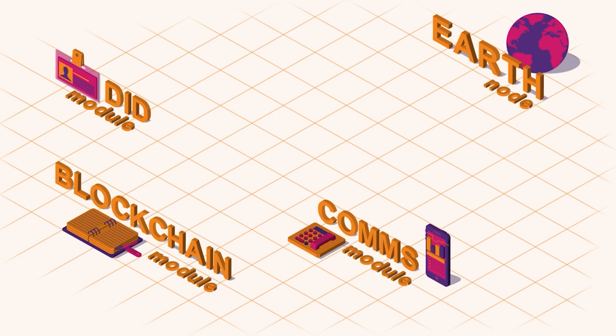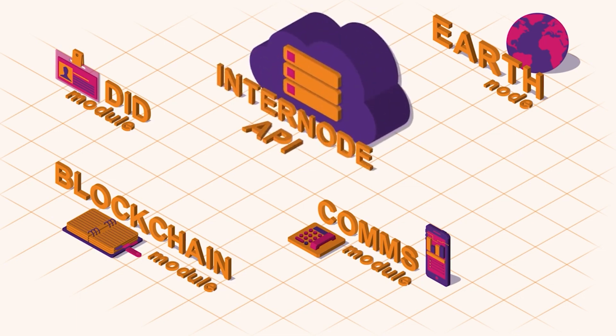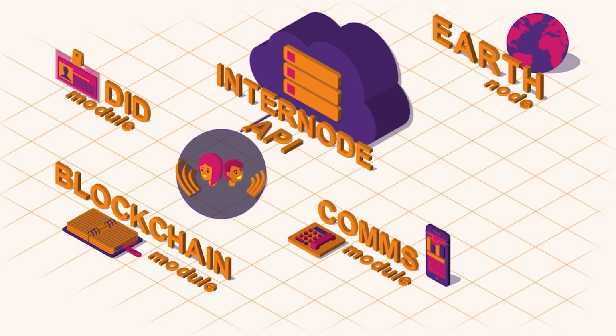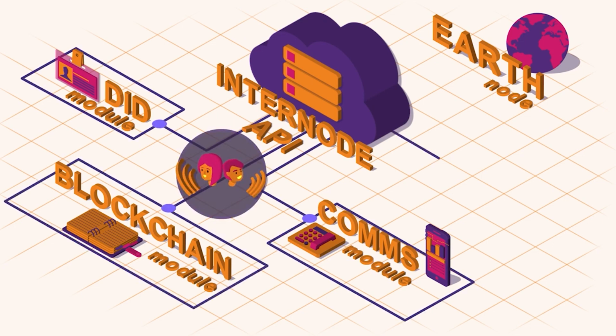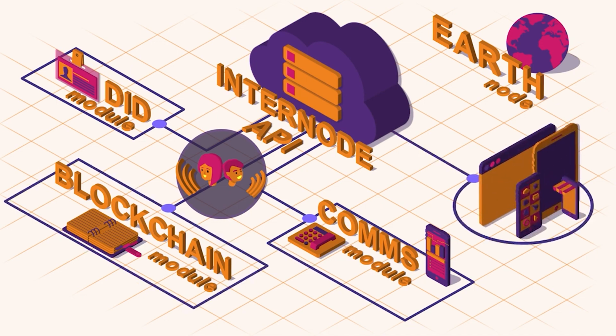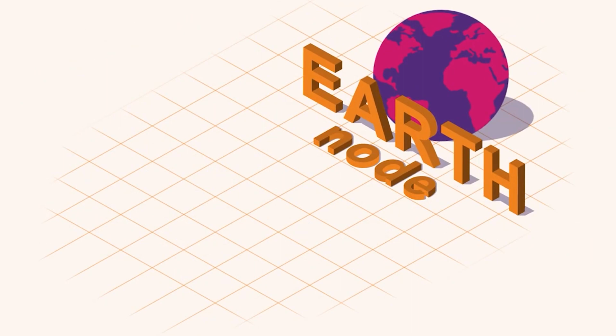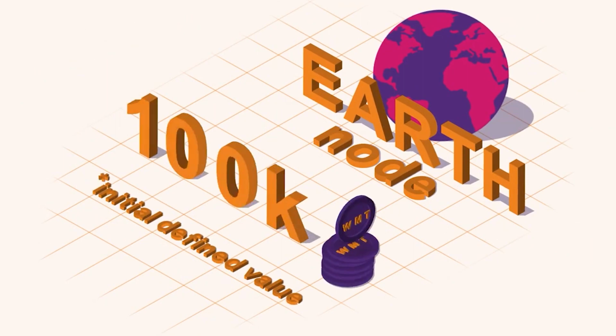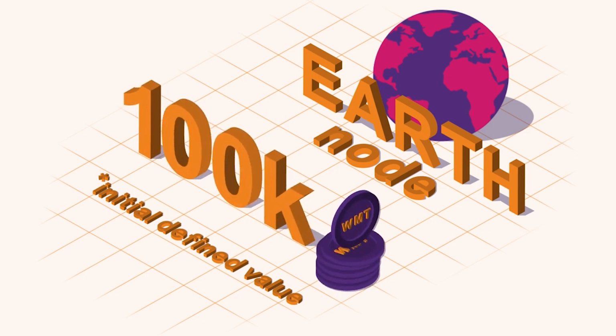The Internode API is responsible for the communication across all nodes and subsystems throughout the network. The API acts as the bridge and translator between the DID module, the telecom module, and the blockchain. It also interfaces with third-party applications. The minimum number of tokens required to operate an Earth node is also a variable defined in the initial blockchain parameters as 100,000 WorldMobile tokens.